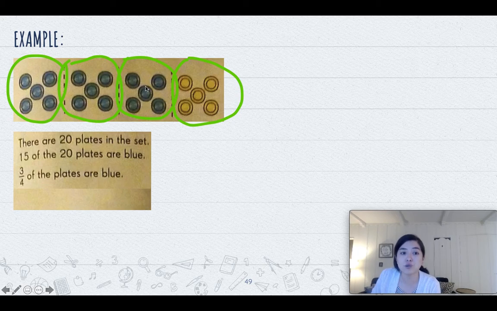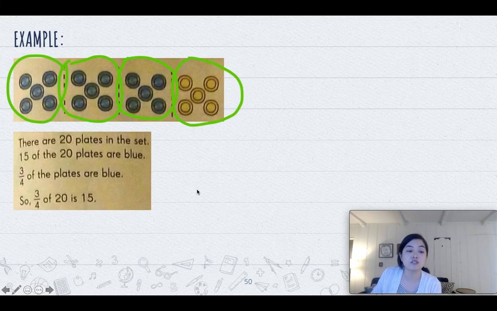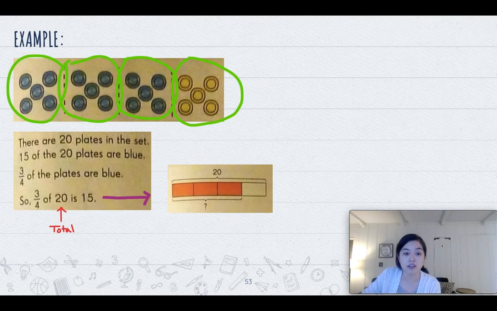This means 3/4 of the total number of plates are blue. Okay, so 3/4 of 20, because 20 is the total, is what? 1, 5, 10, 15. 15. Okay, remember, 20 is the total. Okay? So this is also the same thing, and it's similar to a bar model here.